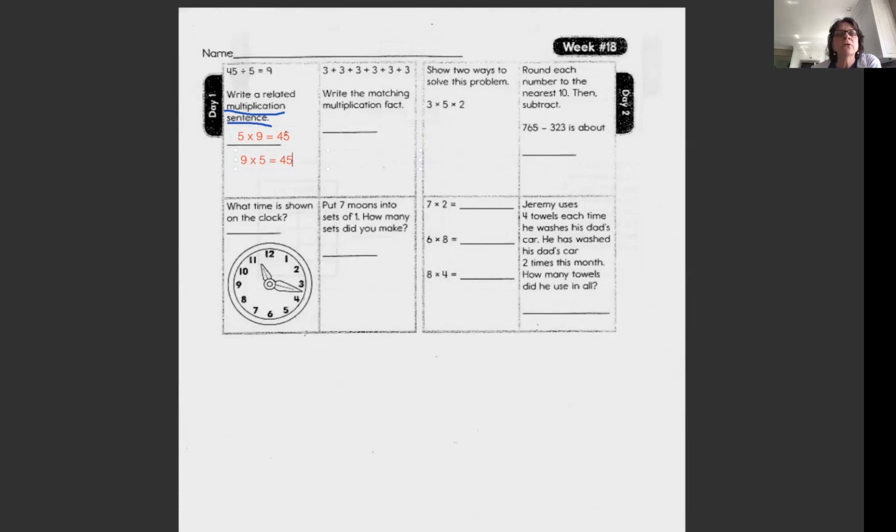That's the good old commutative property of multiplication. Remember, buy one, get one free. Learn one math fact and get another one free. That was pretty easy. All right, let's go to this next one.